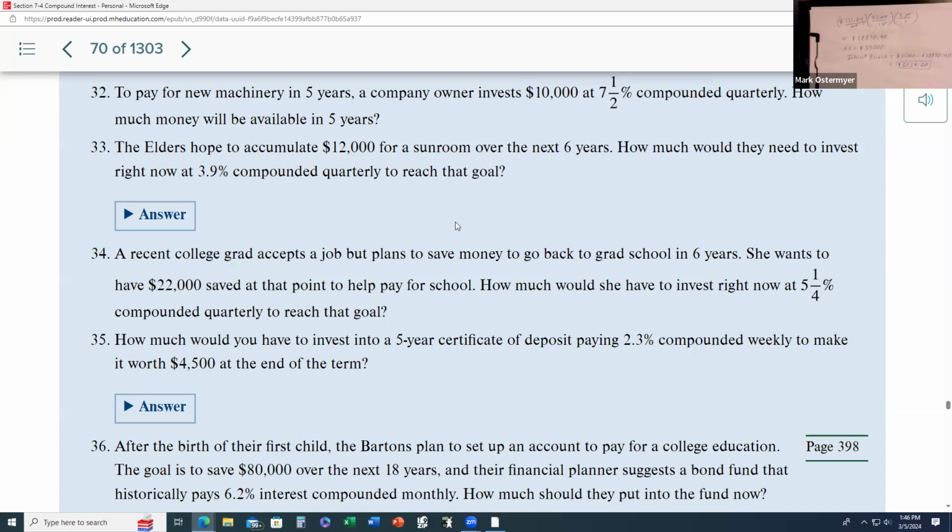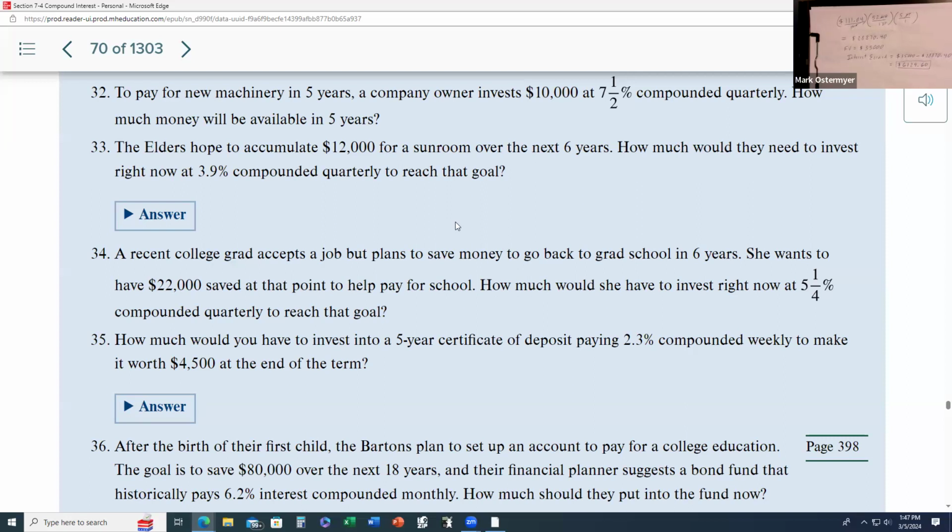I have a question for you, ladies and gentlemen. Is this an annuity problem? Is it an annuity? Does it say anything about periodic payments, or does it say the word annuity anywhere? Doesn't look like it.